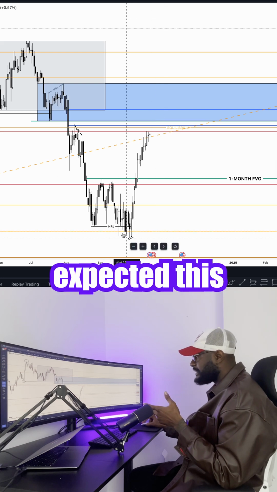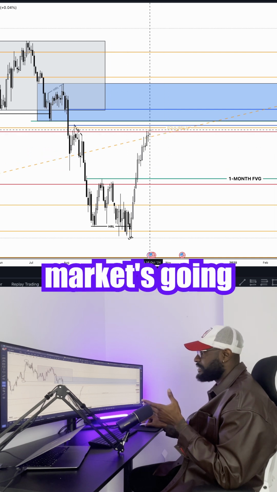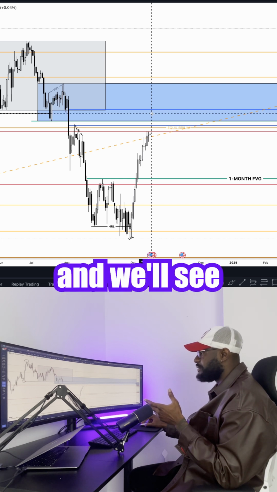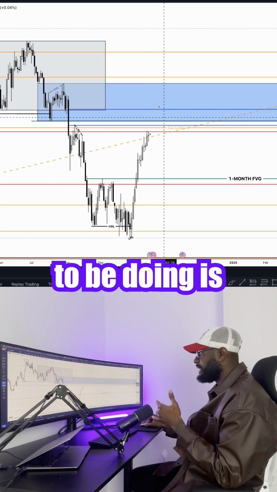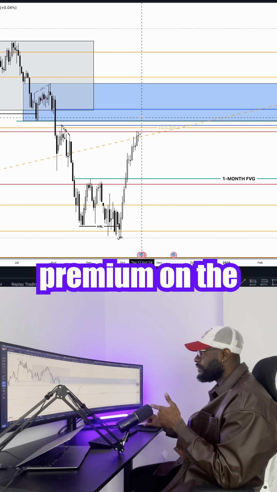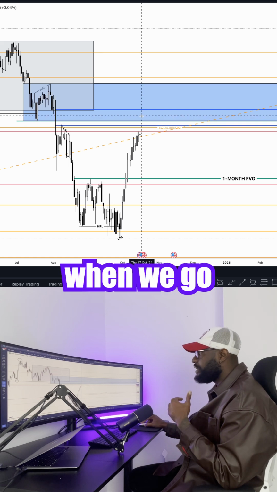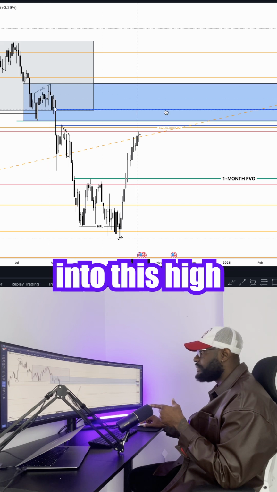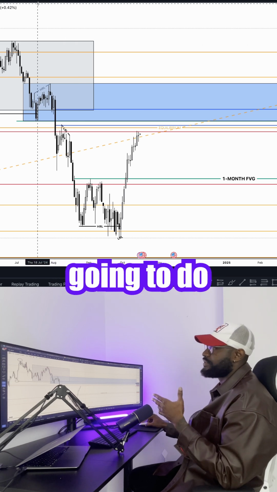Now, I actually expected this to happen even when price was around this key level. Nobody knows what the market is going to do, whether it's going to hit this equilibrium, enter premium, and we'll see a reversal. Nobody knows whether that's going to happen or not. But what I'm going to be doing is watching price very closely the moment we head into premium on the weekly levels, because we're already at premium from the monthly levels. When we go into the premium zone at the daily and weekly levels and come into this high resistance liquidity zone, I'll be watching price very closely to see what the market is going to do.